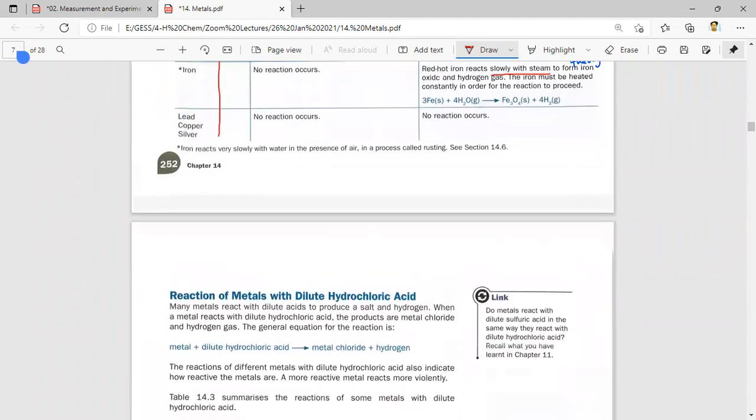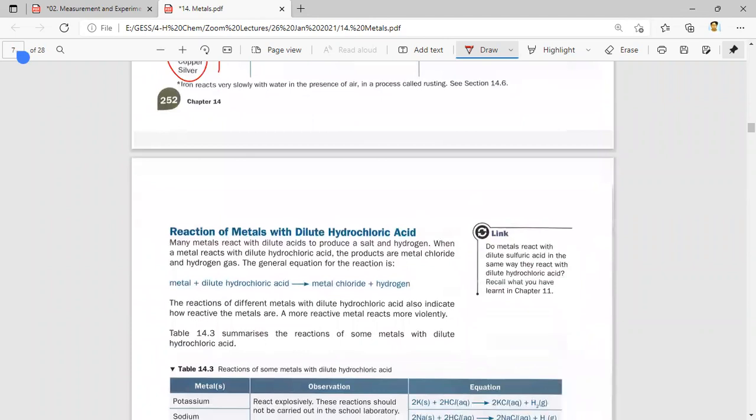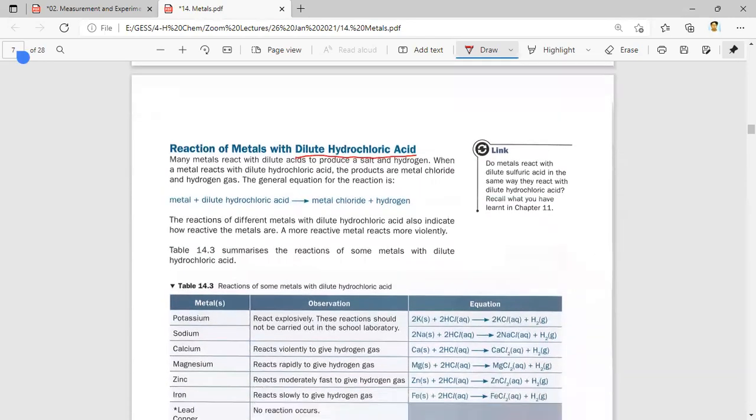So how to differentiate these three? So we go on to an even more extreme measure. Instead of cold water, instead of steam, now we use dilute hydrochloric acid. It's an even stronger reactant. So what's the reaction generally? You put a metal in the acid, you actually get a salt and hydrogen.